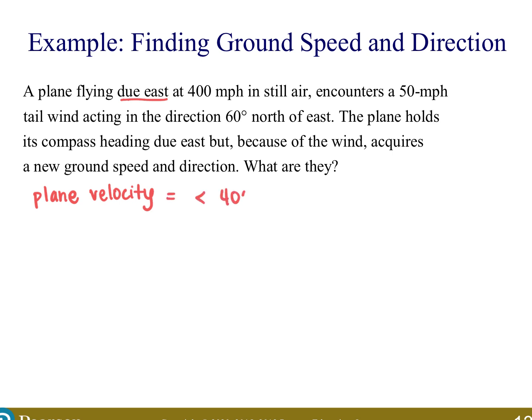Which means 400 is the x component, pushing us in a positive direction, and the y component is 0. It's flying due east there. It's not intending to go anything to the north or to the south. But we've got a wind that comes across, going 50 miles an hour, with a direction of 60 degrees north of east.